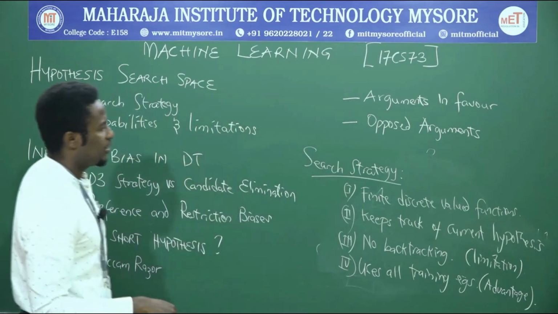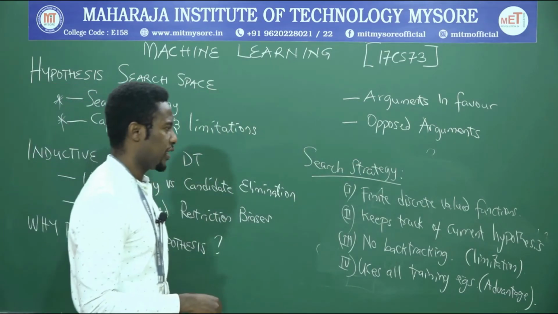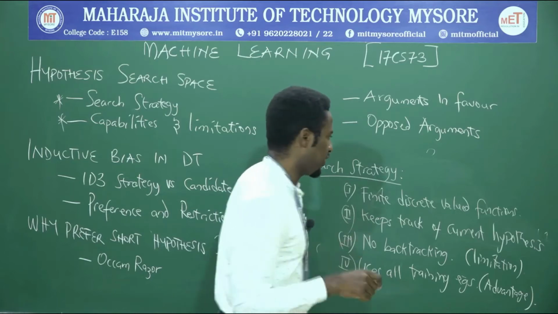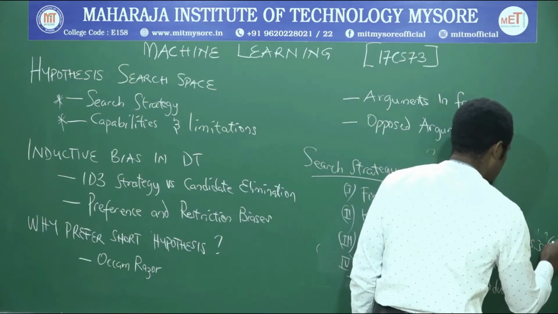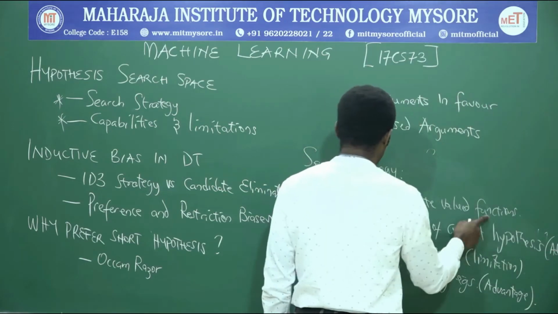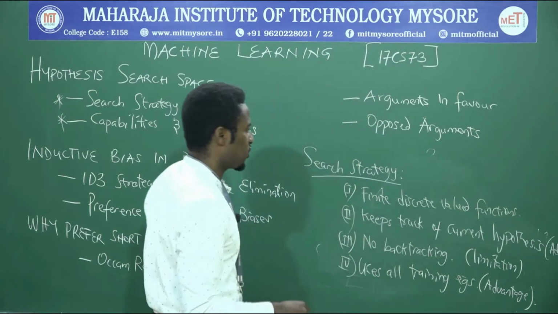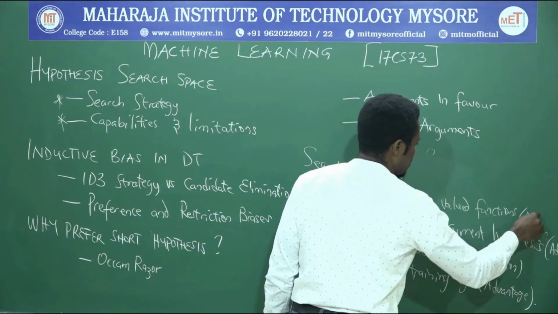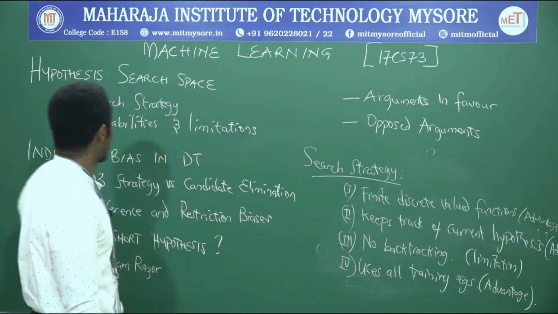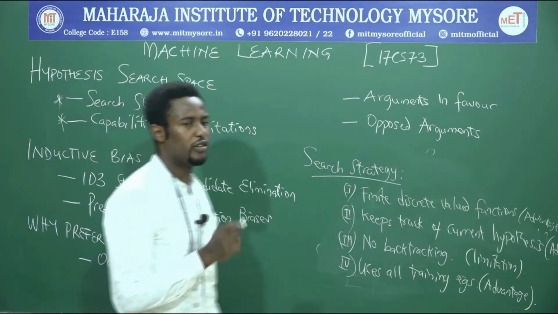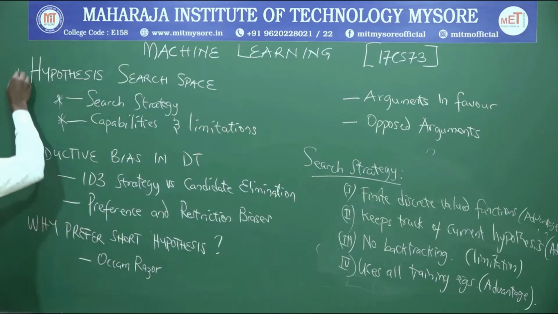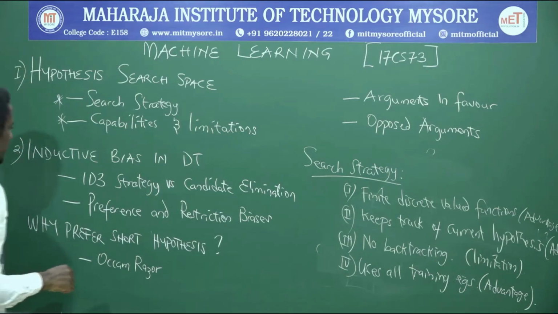Classify the other one now. Finite discrete valued functions, and it keeps track of all the current hypotheses. Keeping track of all the current hypotheses, is that an advantage or a disadvantage? It's an advantage. So this is also an advantage. And it utilizes finite discrete valued functions, which is also an advantage. Now, the next thing I want you to do is to find out two more limitations of the search strategy of ID3. Is that fine? Okay. With that, we move to the next point, which is inductive bias in decision trees.